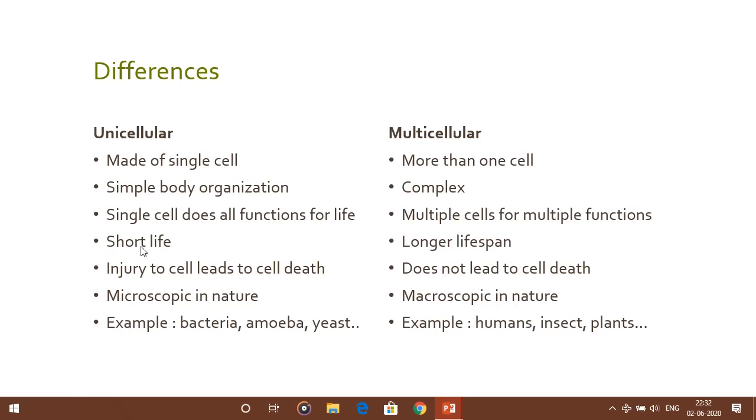So the next part, usually in the unicellular section, we can say that they have a very short life, meaning they live and they die very fast. I mean, there's not much to do. See, in a single cell, you don't have many things to do. So they live very fast and they die very fast. And if there's an injury to the cell, it definitely leads to cell death. Cell death meaning the cell dies.